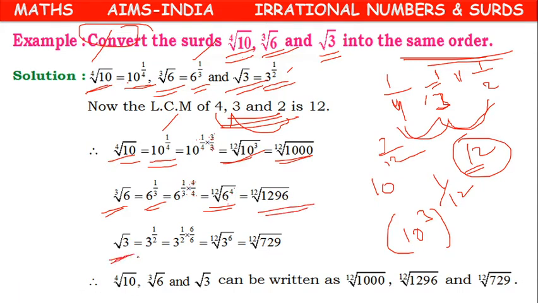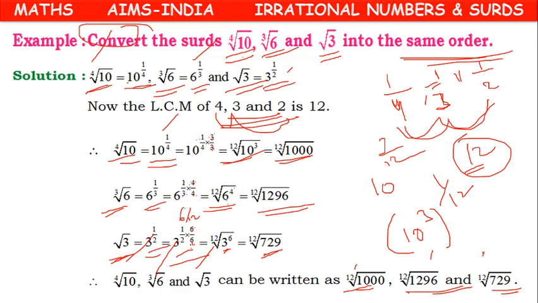Next, root 3 is 3 to the power of 1 by 2. We multiply by 6 by 6, so we get 6 by 12. So it is the 12th root of 3 to the power of 6. 3 to the power of 6 is 729. So now the given surds are written in the same order.